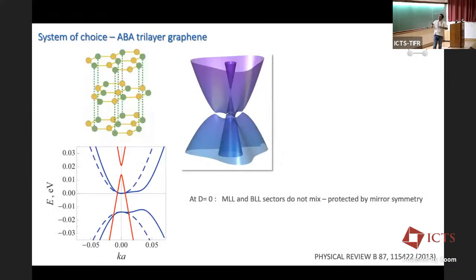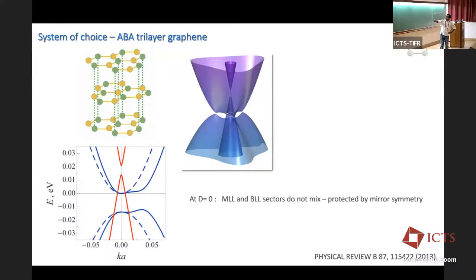So our system of choice is ABA trilayer graphene. I will tell you why we chose ABA trilayer graphene and not simple monolayer graphene. This has 3 layers here. And if I look at the band structure, you see it has 2 kinds of bands. The red ones show linear dispersive monolayer-like bands, and these blue ones, at least near here, are the quadratically dispersed bilayer-like bands. Okay?